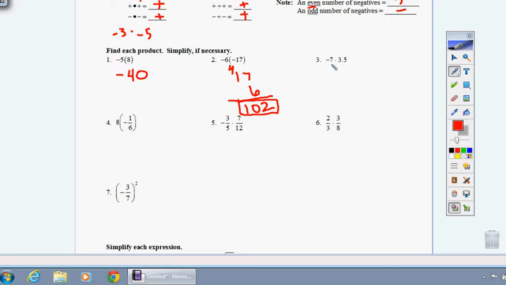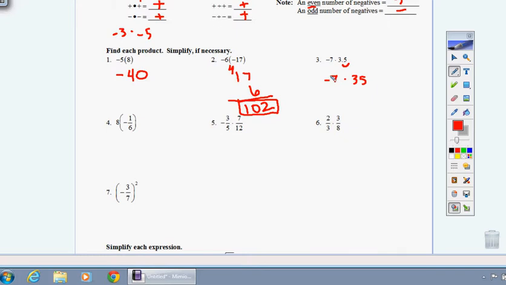Alright, what do I got here? I got negative 7 times 3.5. One thing that I want to talk about here is what we should do is let's move this decimal over. I don't like decimals. So we're going to give ourselves a problem that we're familiar with. Let's change this right now to negative 7 times 35. We'll move the decimal over once.